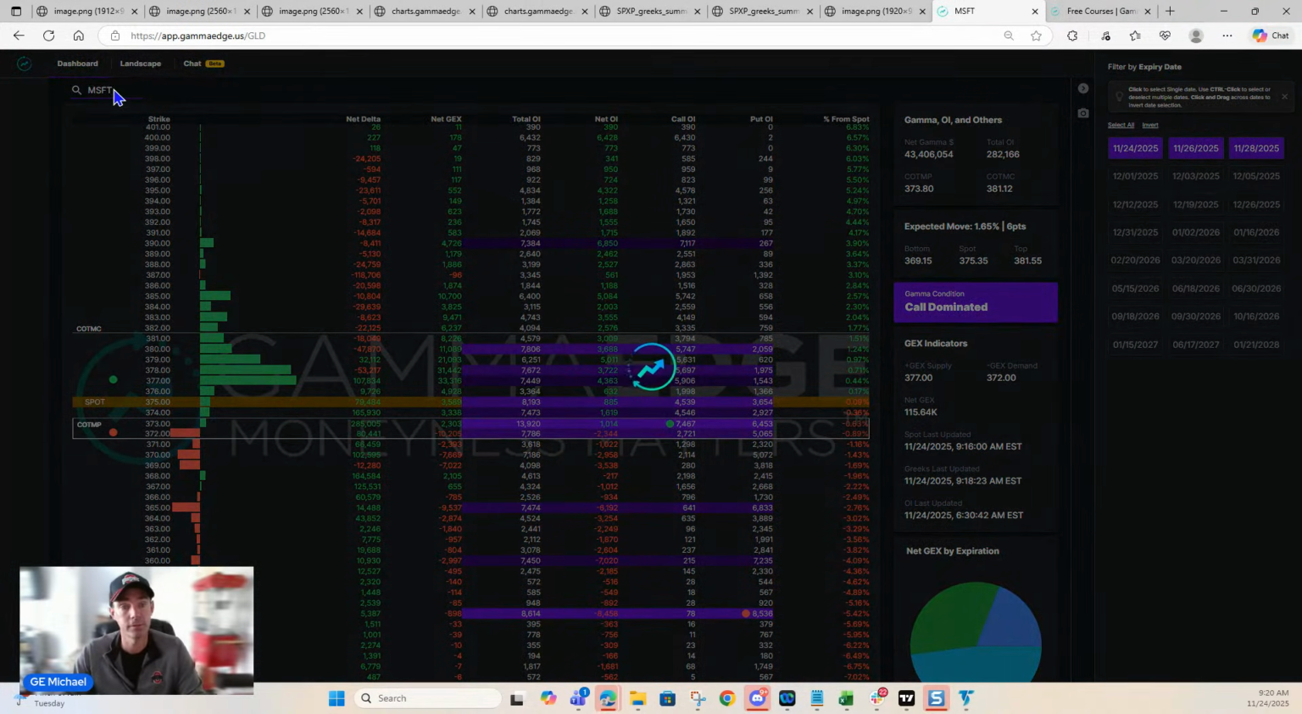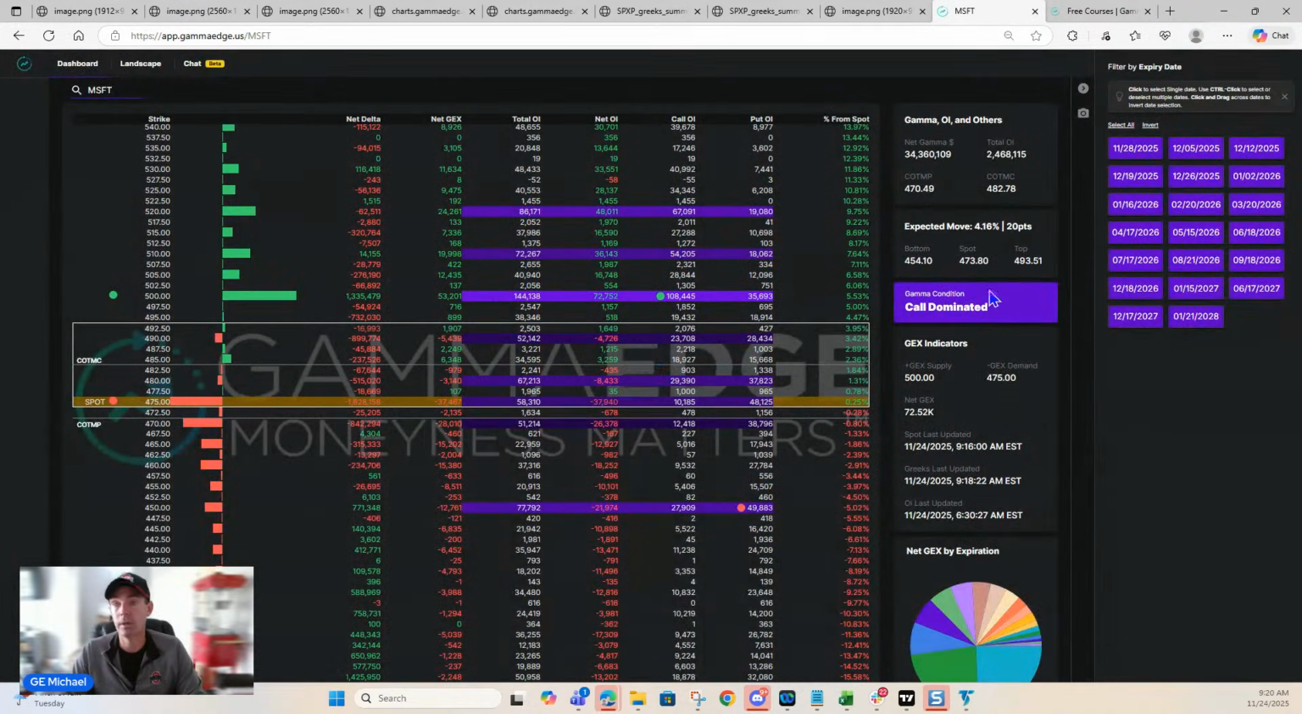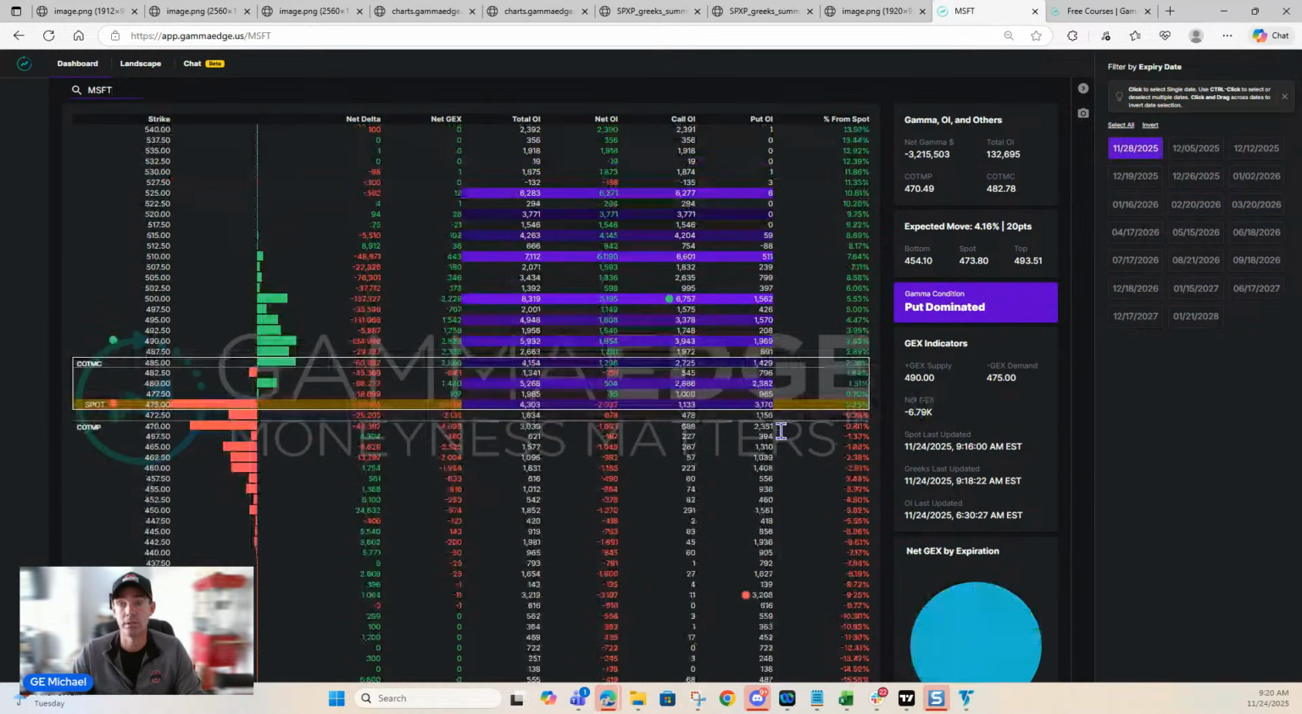Let's check out Microsoft. Call dominated. We do have significant puts overhead though, so that's going to be a headwind as compared to what you saw on NVIDIA, right? Totally different there. You're at the bottom of transition, so weak there also. Let's see what Friday expiry looks like. Bottom of transition, significant puts overhead. So price appreciation on Microsoft is probably going to be difficult for the week.